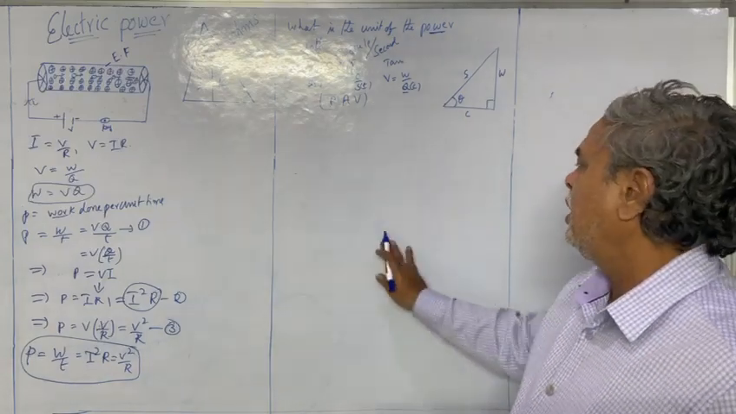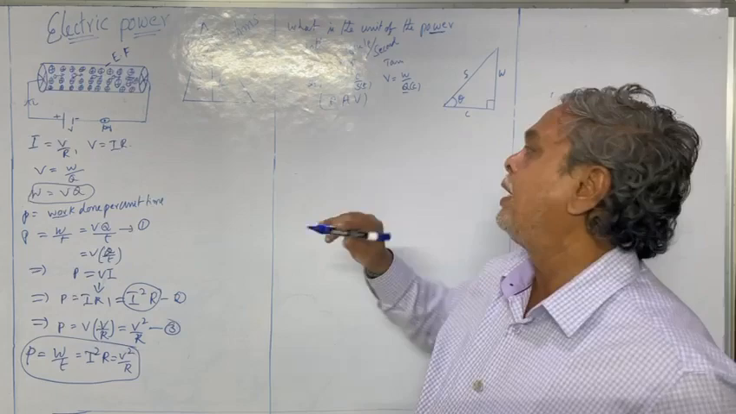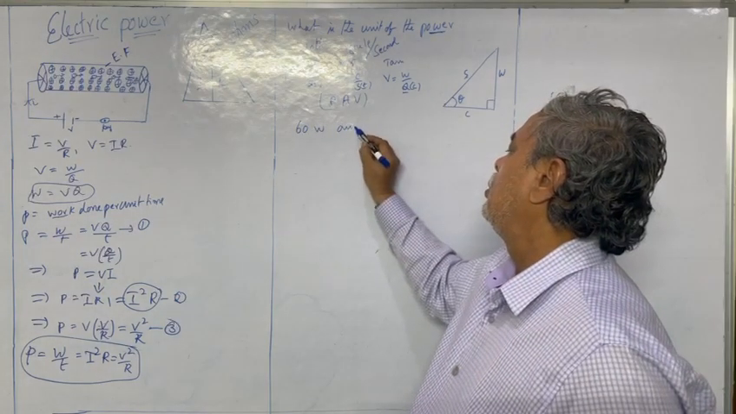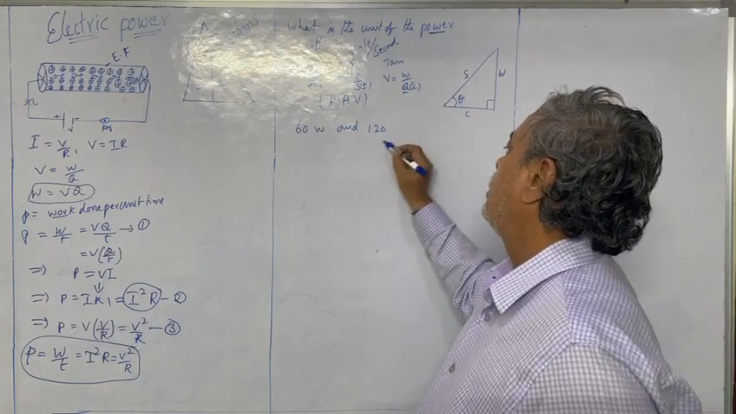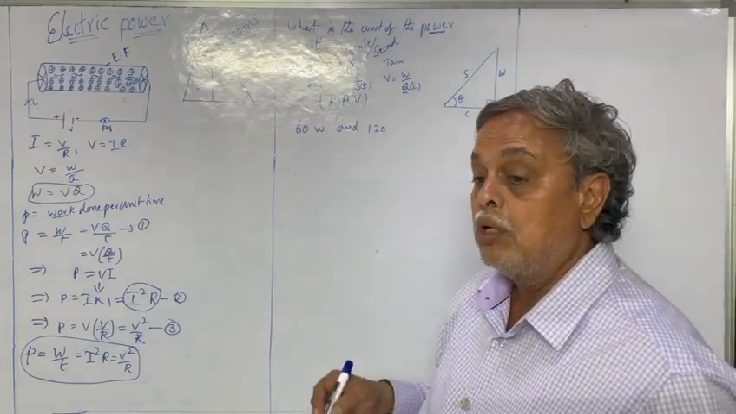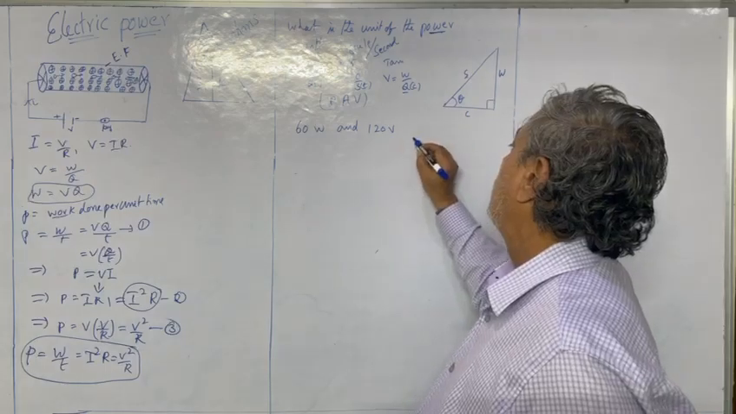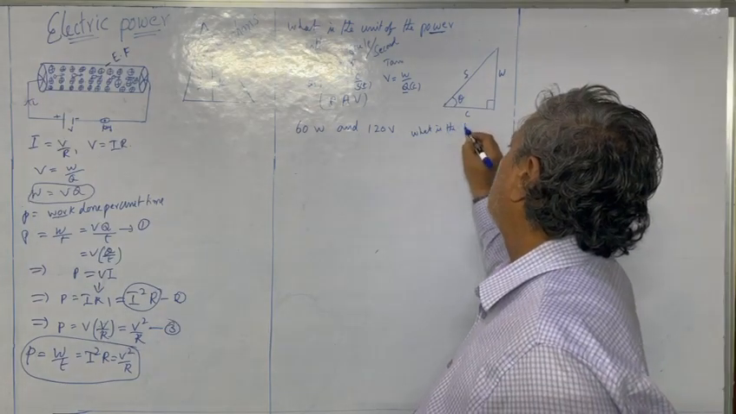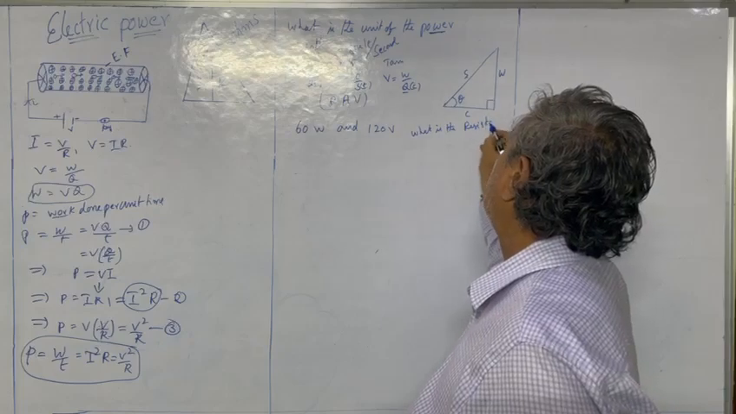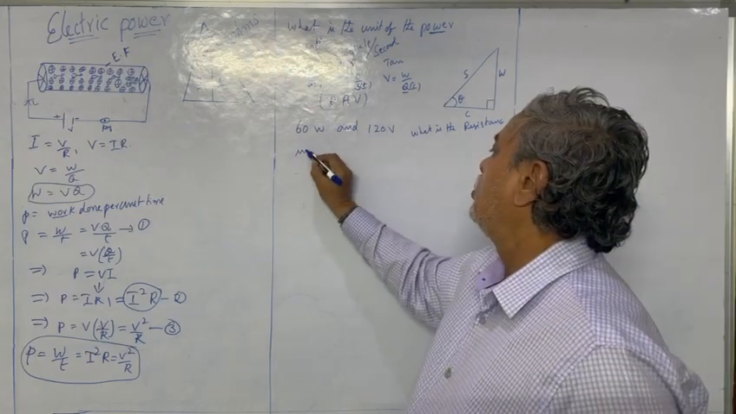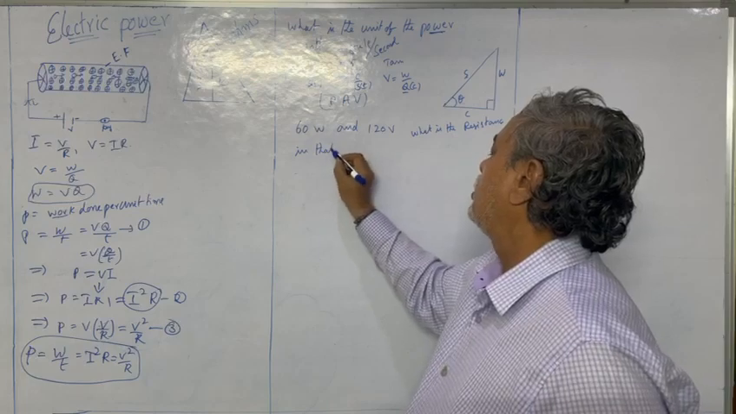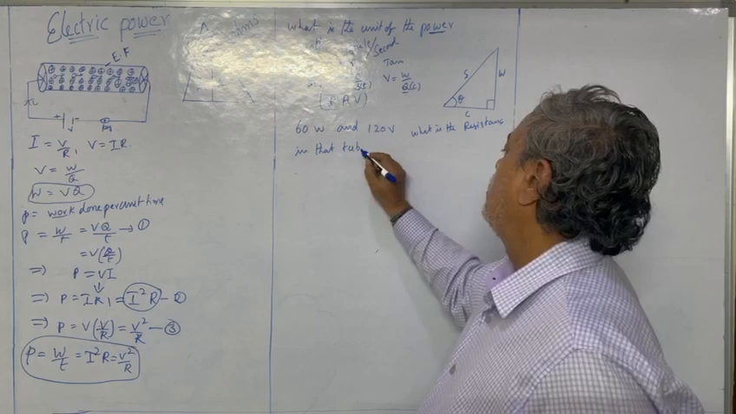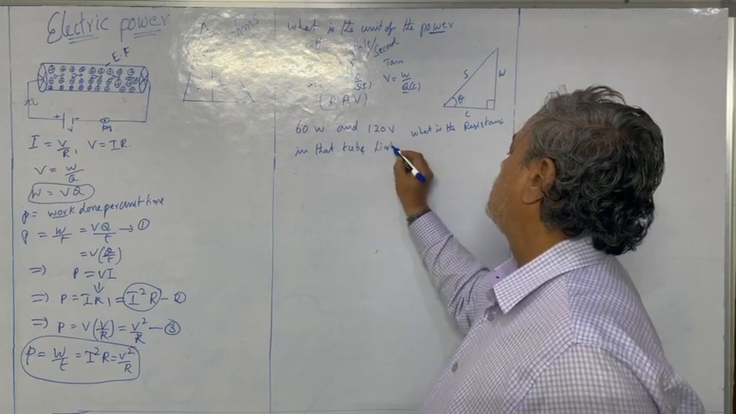Suppose a tube light has 60 watts and 120 volts. Write down: what is the resistance in this tube light? Write down by using the formula. Tube light we use. Here, what is given?